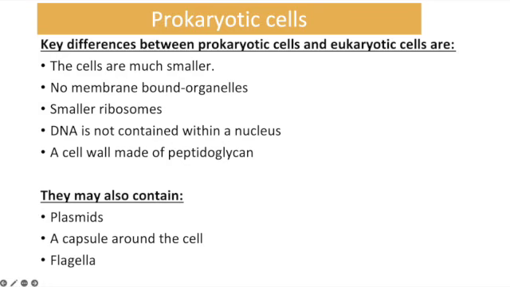The DNA in a prokaryotic cell is not contained within the nucleus. And prokaryotic cells do have cell walls, but they're made up of peptidoglycan, whereas in eukaryotic cells, in plants it'd be cellulose, and in fungi it'd be chitin. Now, some prokaryotic cells have additional features, which are the plasmids, a capsule around the cell, and the flagella.